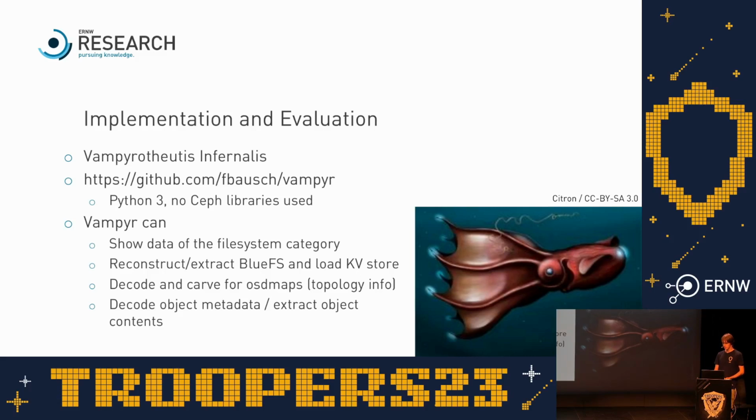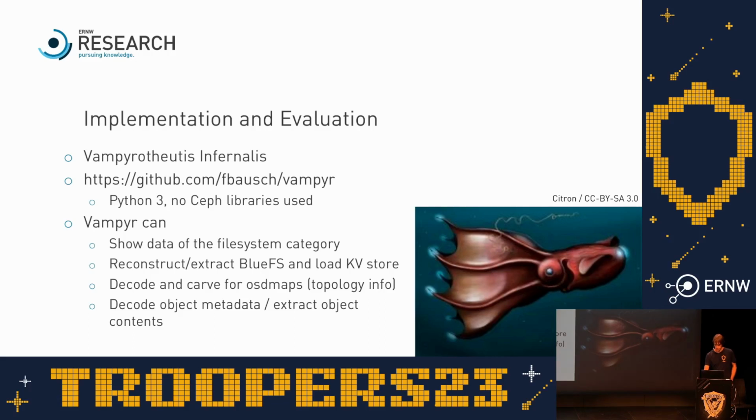And not only can I find it by looking at the metadata, my tool is also able to carve for this data. That means just looking at the plain data inside the drive and finding the start of an OSD map to be able to interpret it. And of course, I can decode object metadata, and based on that, I can extract the actual content of an object.